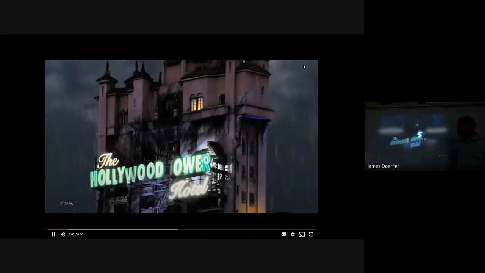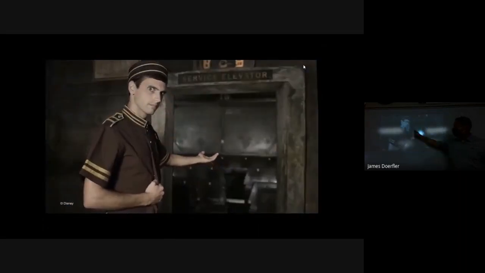1939. The Hollywood Tower Hotel was a star, a beacon for the show business elite. Until 5 people stepped through the door of an elevator and into a nightmare. Now that door has opened once again.